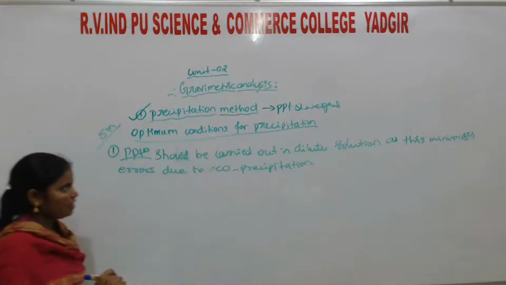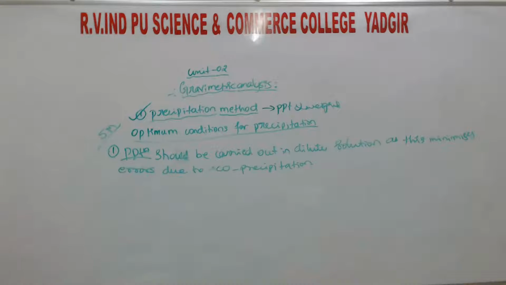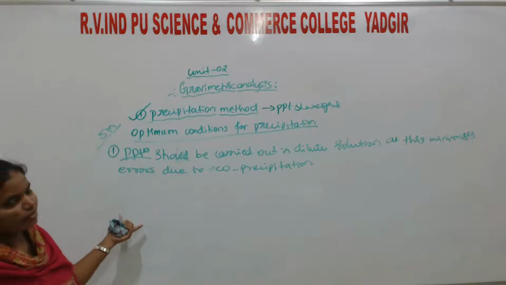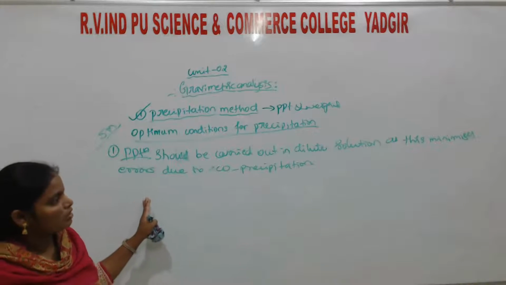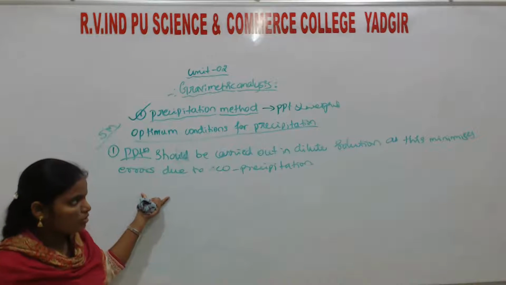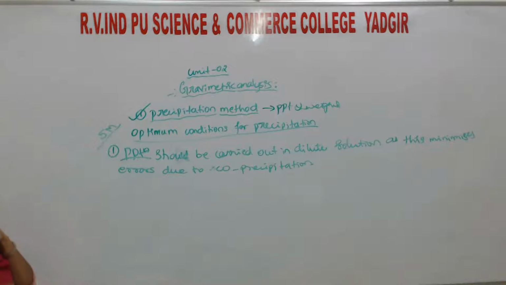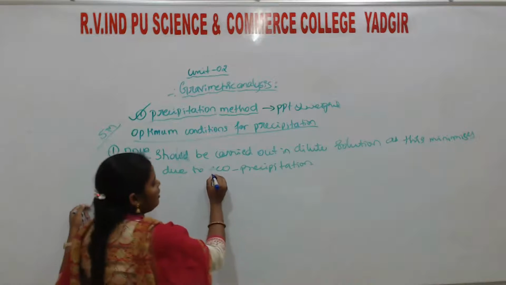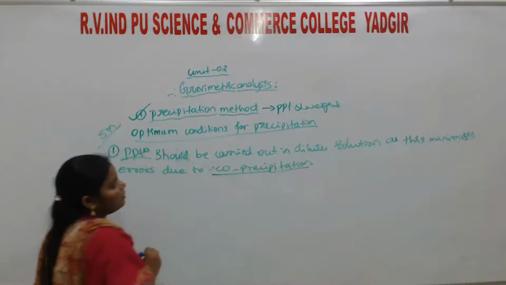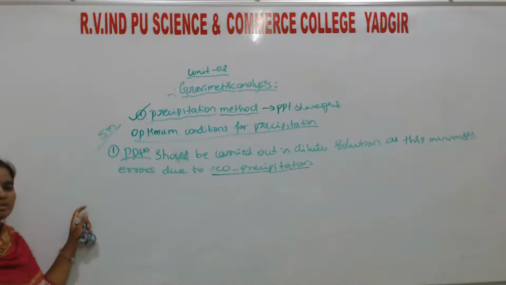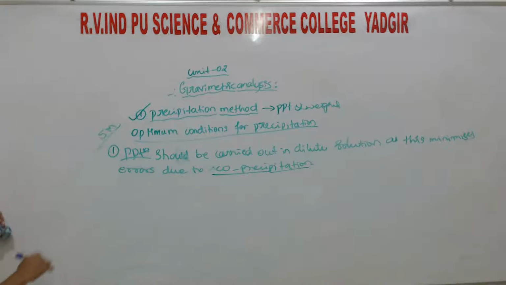This is the first point. The precipitation should be carried out in a dilute solution. It easily forms the precipitate here, as this minimizes the errors due to co-precipitation. Afterwards, I will tell you what is meant by co-precipitation and post-precipitation.